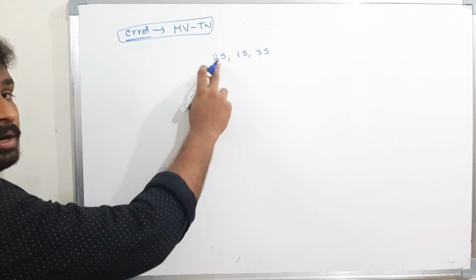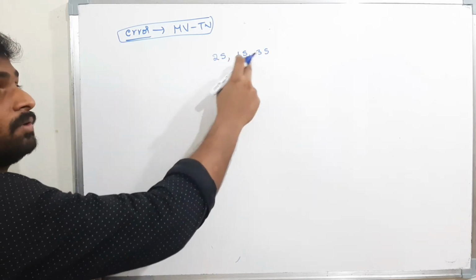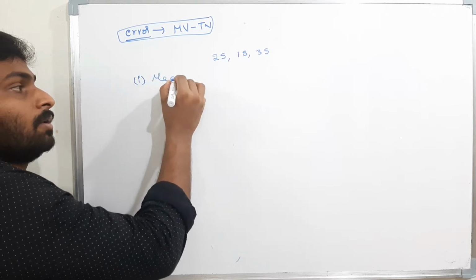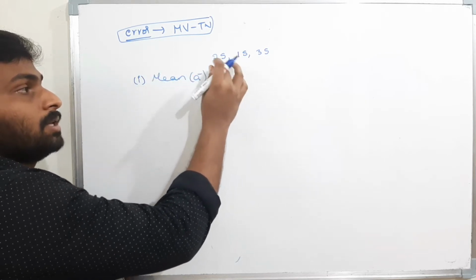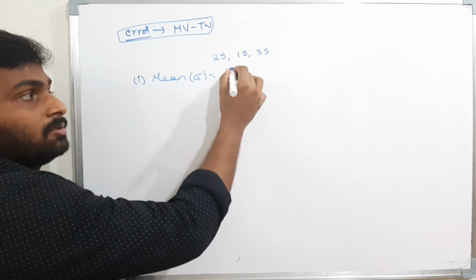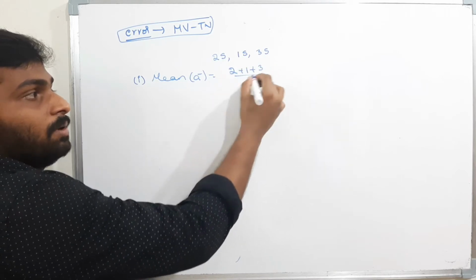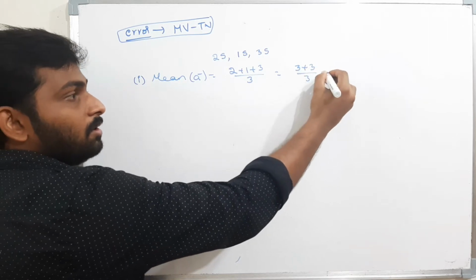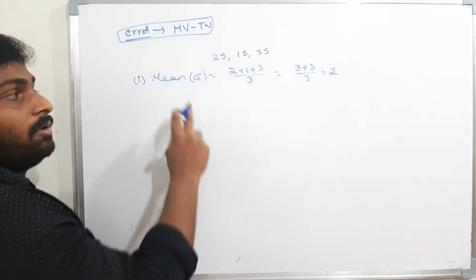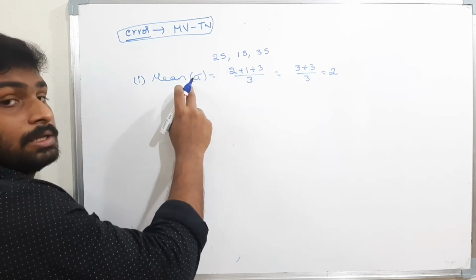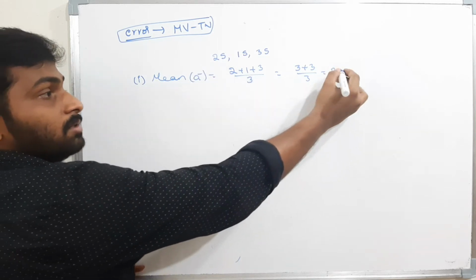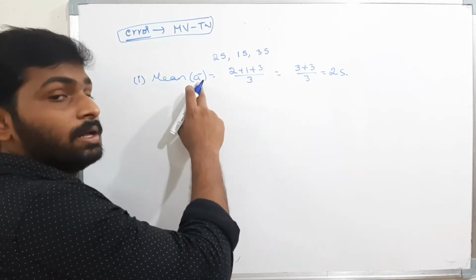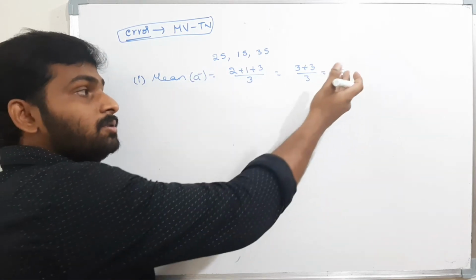I did the experiment 3 times and each time I got different values. Now they told us to find the first one, the mean value. What is the mean value? That is A bar, the sum of all the terms, the average of all the terms, that is (2 plus 1 plus 3) by 3. That is nothing but 3 plus 3 by 3, which is nothing but 2. The average time period of the simple pendulum is 2 seconds. I will say the time period of the simple pendulum is 2 seconds.